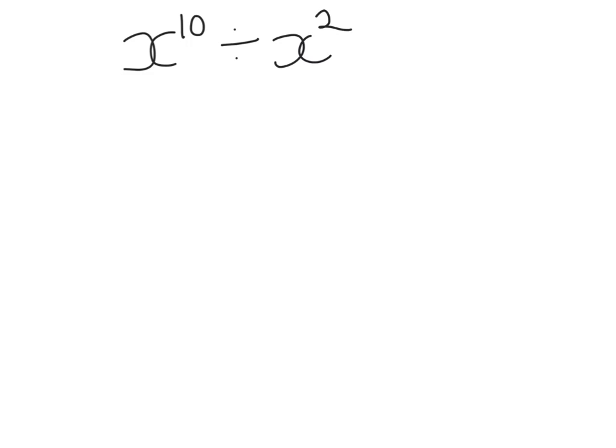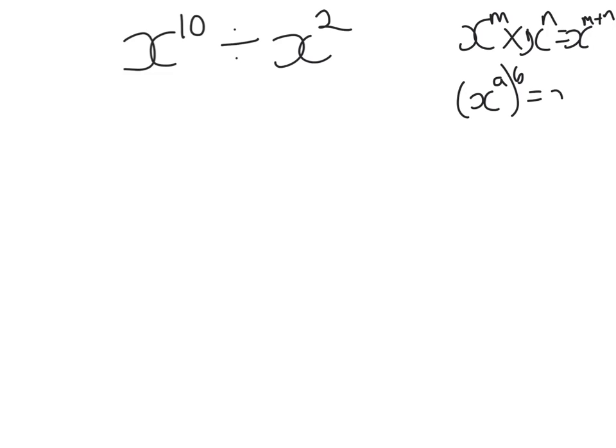So we've looked at multiplying using index laws, and we've seen that x to any power multiplied by x to any other power, you just add the powers. We've also seen that if we've got powers in brackets, like this, we just multiply the powers. What if we're dividing?